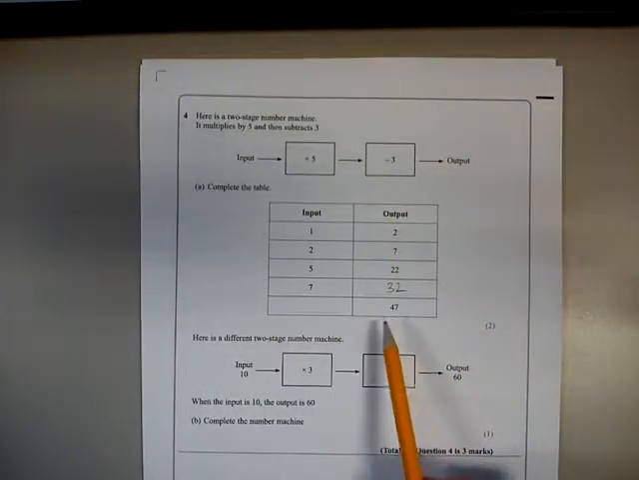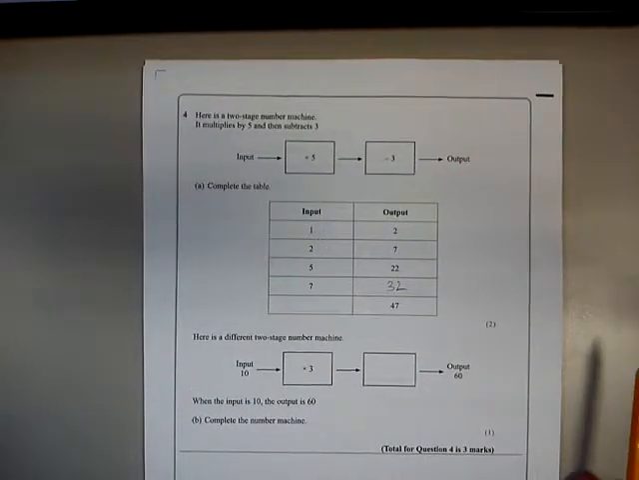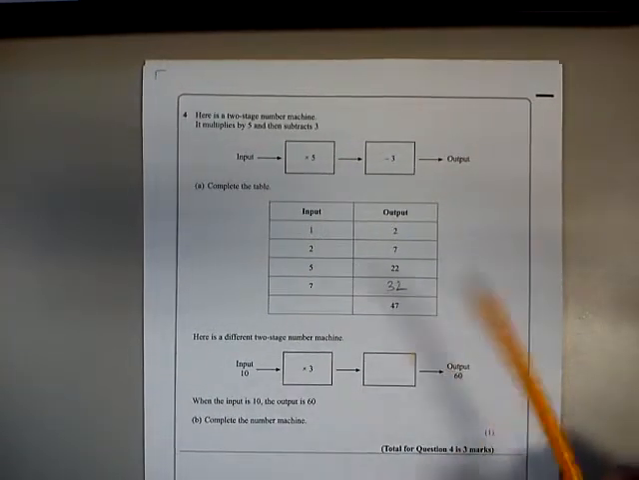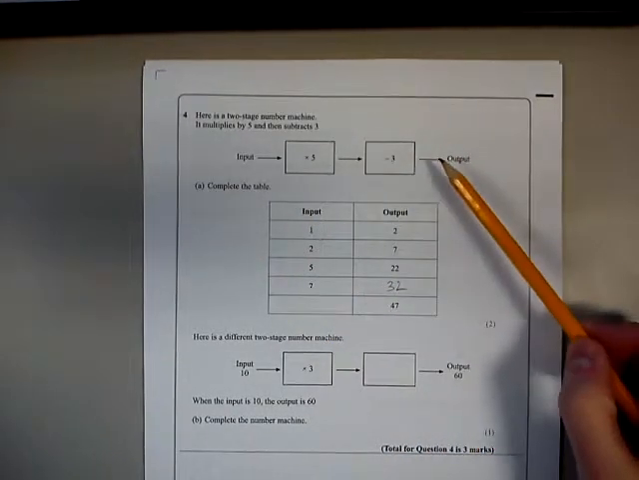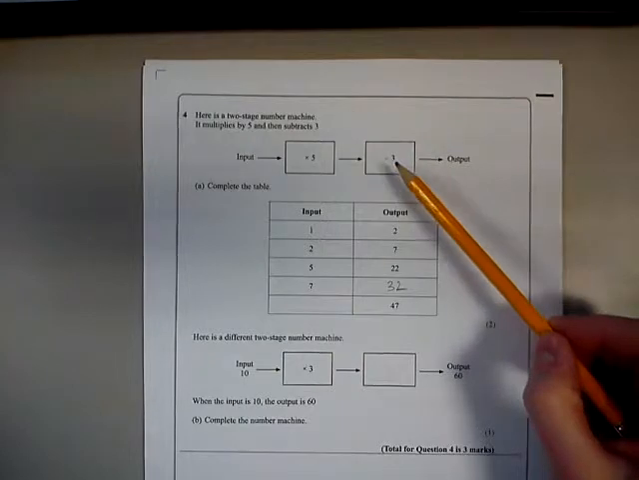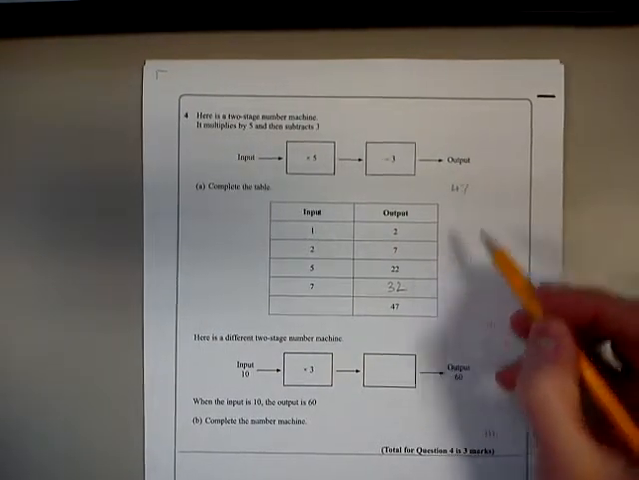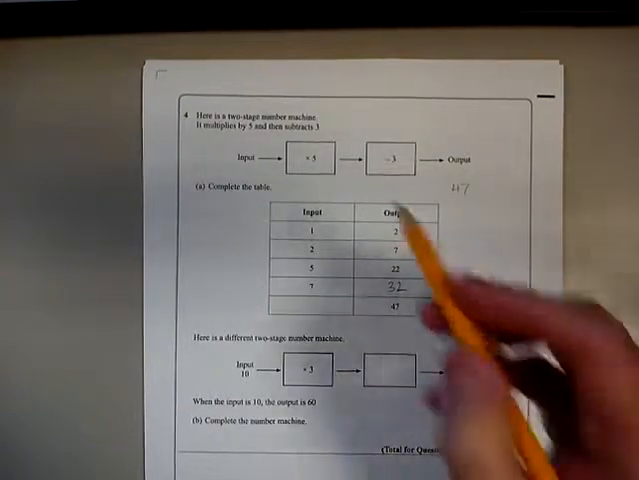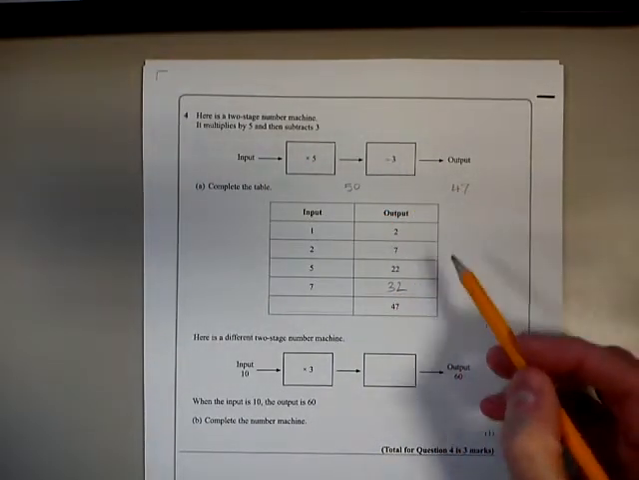For the next part, you could go through this question using a method of trial and error. Experiment by putting different numbers in and see what comes out. Alternatively, you could think, what number have I subtracted 3 from so that I've ended up with 47 as my output? Well, that number must be 50, because 50 take away 3 is 47.